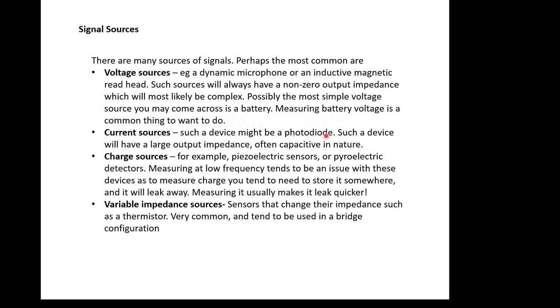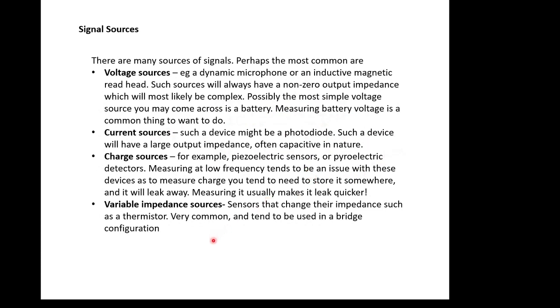So current sources, photodiodes, very common. We'll look at those in some detail. Such a device will have a large output impedance, often capacitive in nature. So instantly you start to see a bit of a trend here. We're starting to talk about impedances and why they might be important. So we're going to do a little bit about that as well. Charge sources, they're all over the place as well, and we'll look at those going forward.